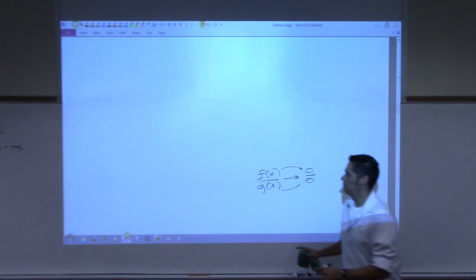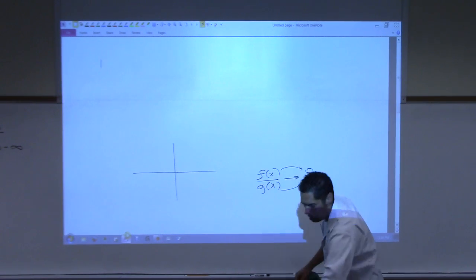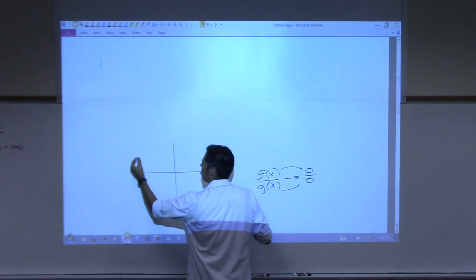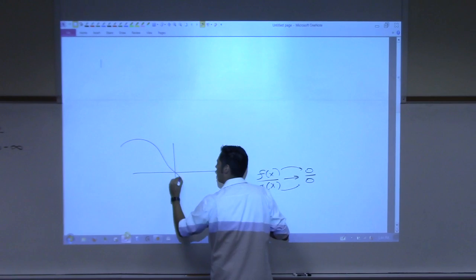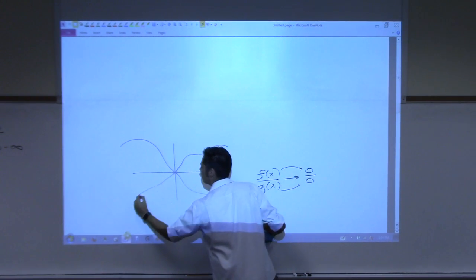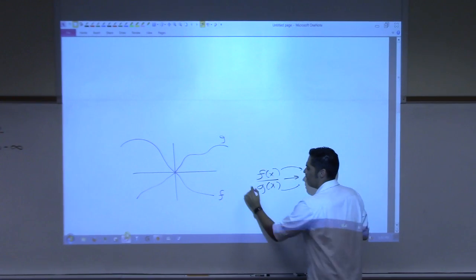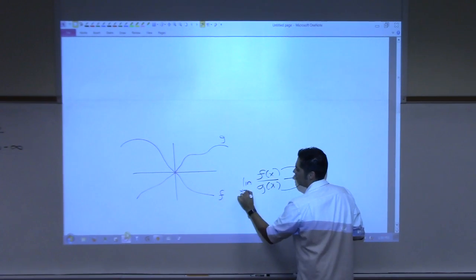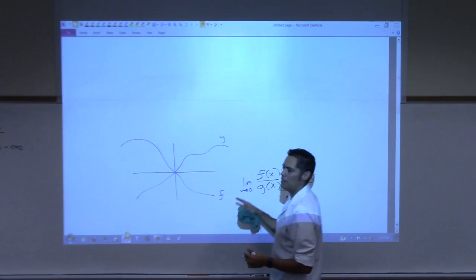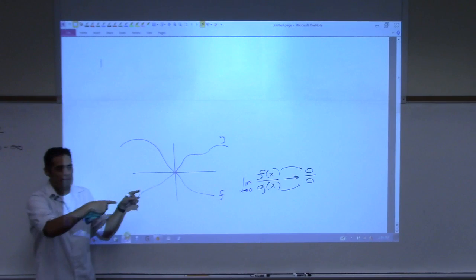Let me graph for you two functions. I'm just going to graph two arbitrary functions. That's f. I'm going to graph some other arbitrary function. That's g. And do you agree that as I approach, let's say in this case, 0, these are both approaching 0? Yes. As I approach 0, they're both approaching 0.